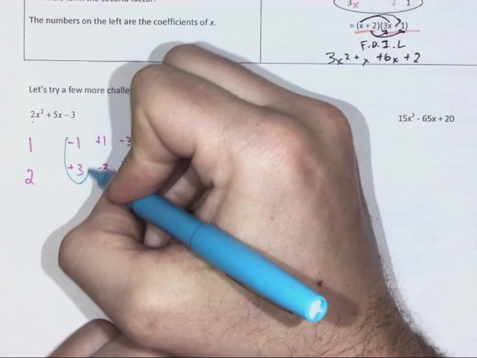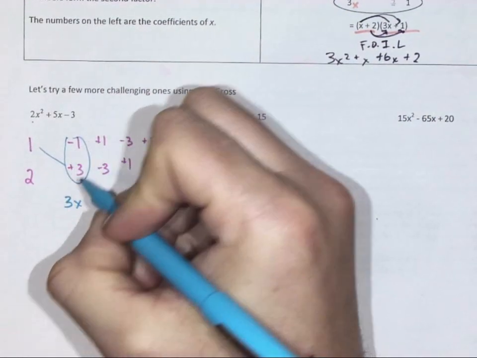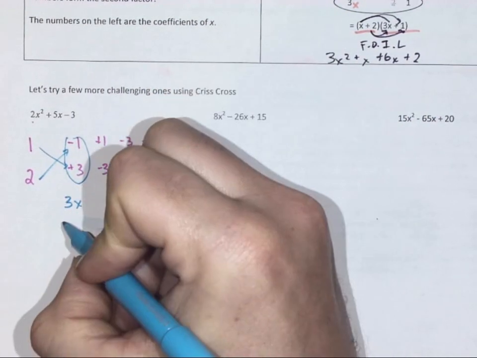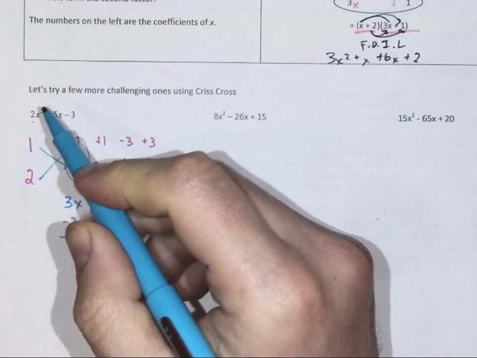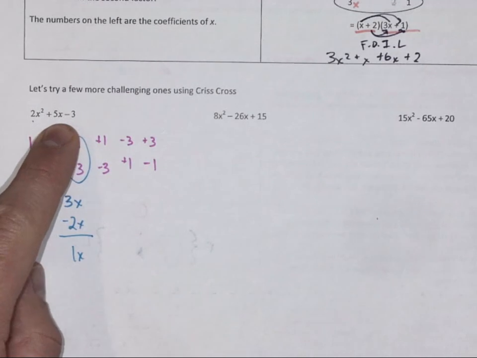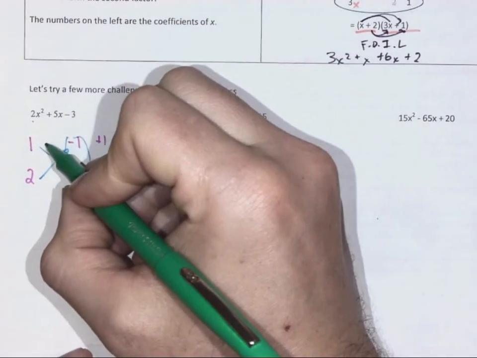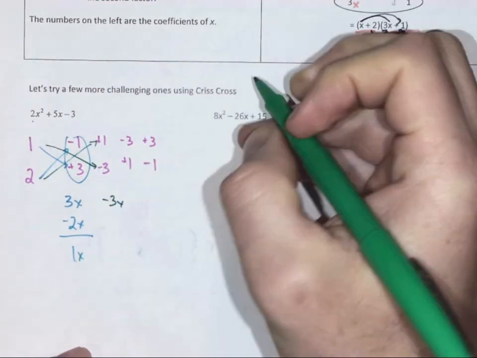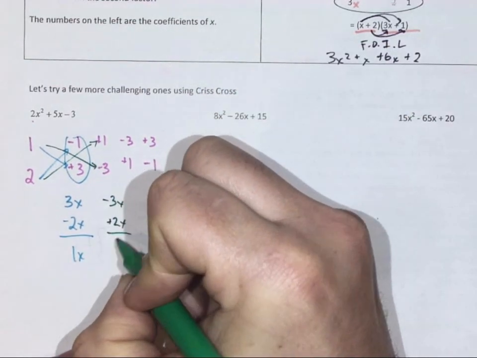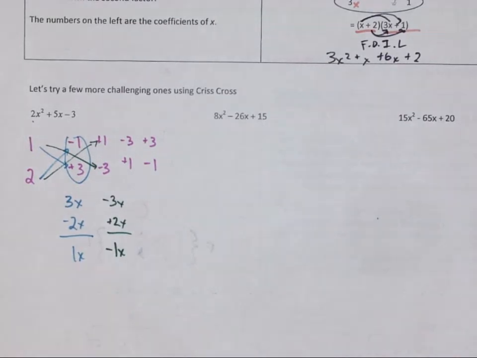And I'll color coordinate. So 1 times 3 is 3x. 2 times -1 is -2, which is 1x. And I'm trying to get to 5. So you know what? That column's no good. 1 times -3 is -3x's. 2 times +1 is +2x's, which is -1x. No good. That column's no good. Don't want it.